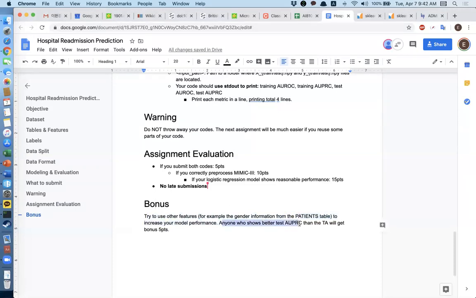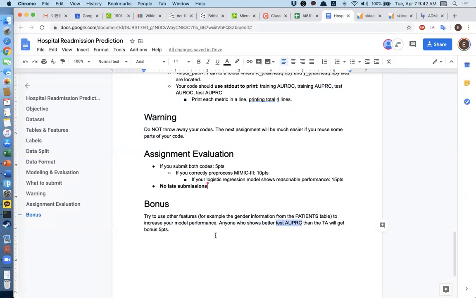Anyone who shows better test AUPRC than the TA will get a bonus of 5 points. That means if you get this, then you don't have to do the next homework to get the perfect score, because you've already gained 5 points in advance for the bonus.